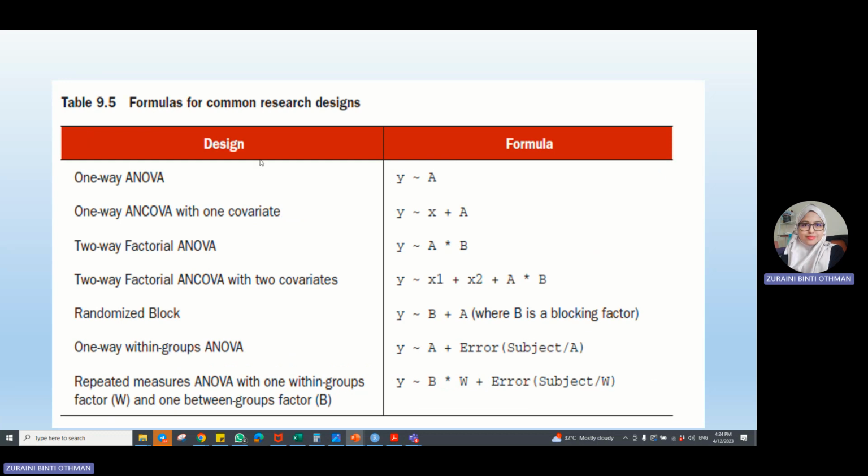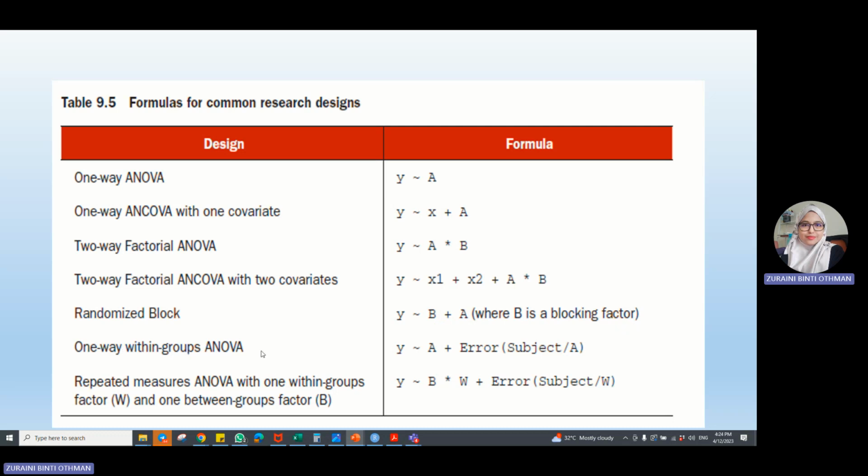Okay, this is the formula for one-way ANOVA. And this is one-way ANCOVA with one covariate. Here, X is a covariate and this is one-way ANCOVA. Okay, two-way factorial ANOVA, this is two factors. And when we have covariates, two covariates here with the two-way factorial. And this is what we call a randomized block design, B plus A, where B is the blocking factor.